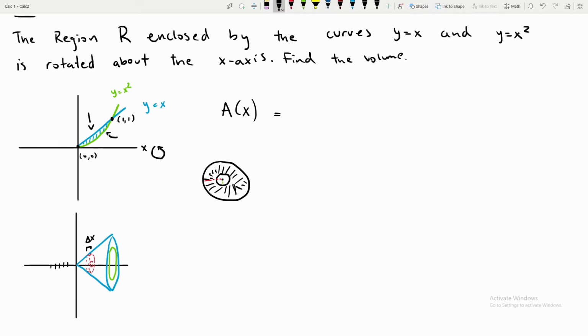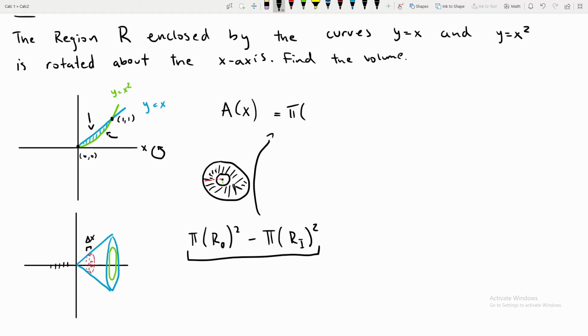So the area of the outer circle is going to be given by pi times the radius of the outer, which I'm going to label R_O, squared, and then we're going to take away the area of the smaller circle. The radius of the smaller one is going to be R_I, meaning R inner, squared. This formula will give us the area of this disc-like shape. Now we can apply the same thing over here and just apply this formula. So it's going to be pi times the outer radius.